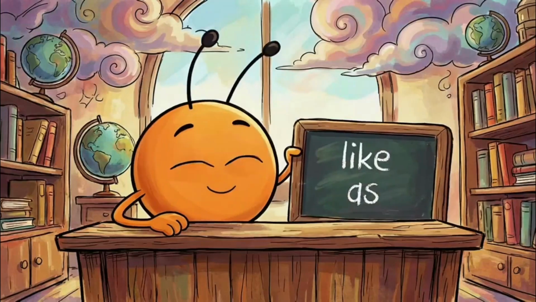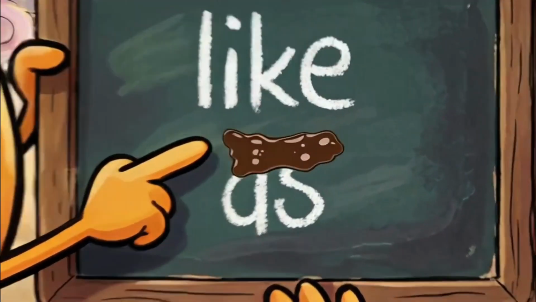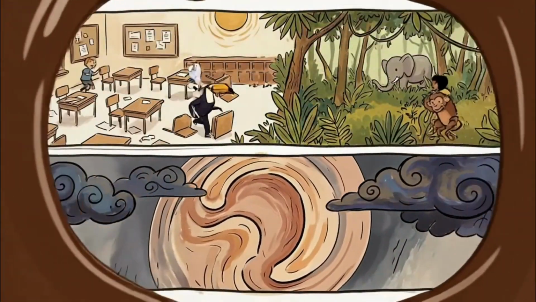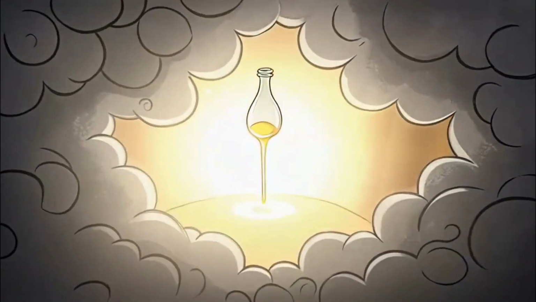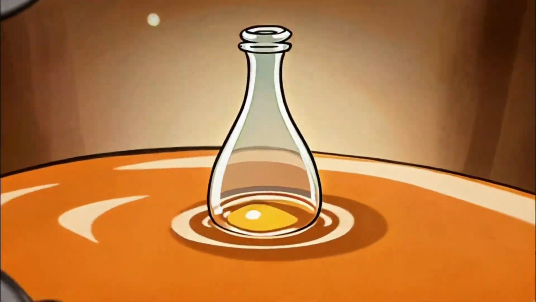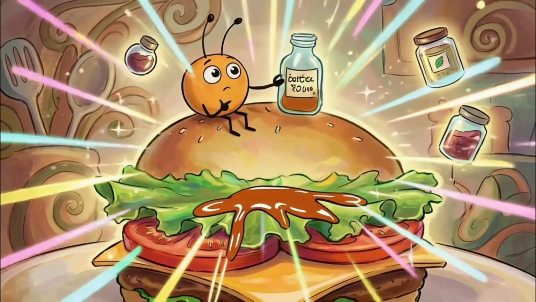And you can also use similes. A simile compares something using like or as. For example, the classroom was as noisy as a zoo. Or, my stomach rumbled like a thunderstorm. Those little details help readers imagine your ideas. And that is powerful writing.